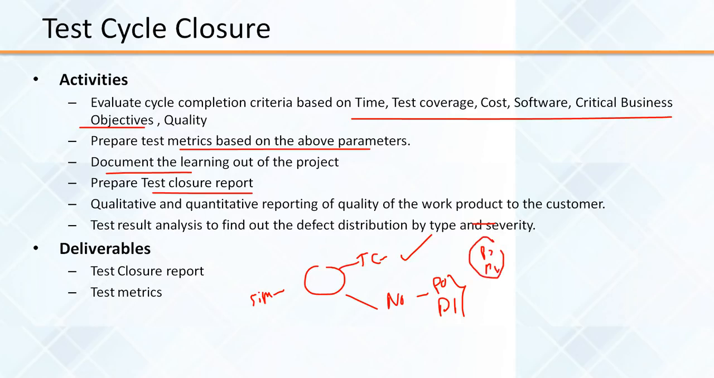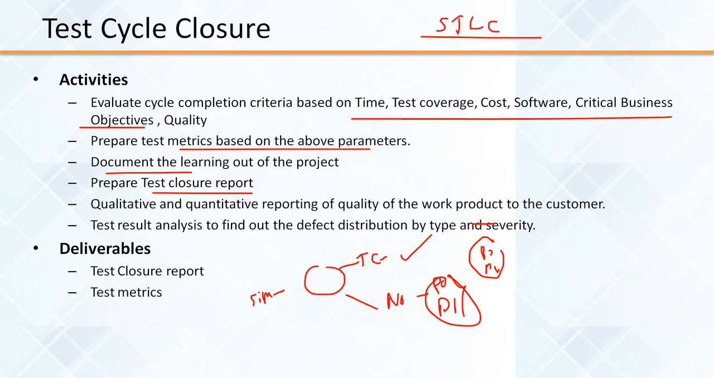Okay, so this is the test closure, the last stage of STLC, the software testing life cycle. Okay, so I'll stop here. Today we have discussed the STLC process in detail: test planning, test designing, test execution, bug reporting, and test closure. These are the different activities.